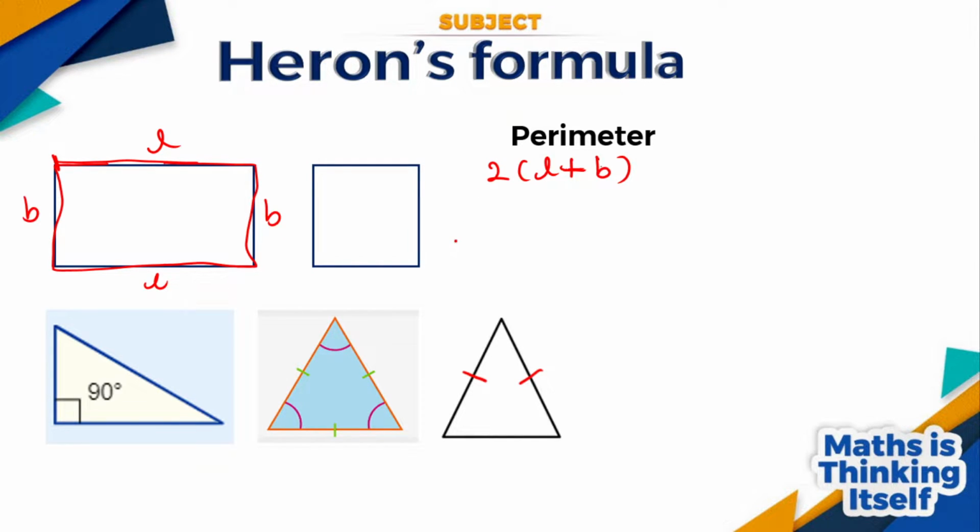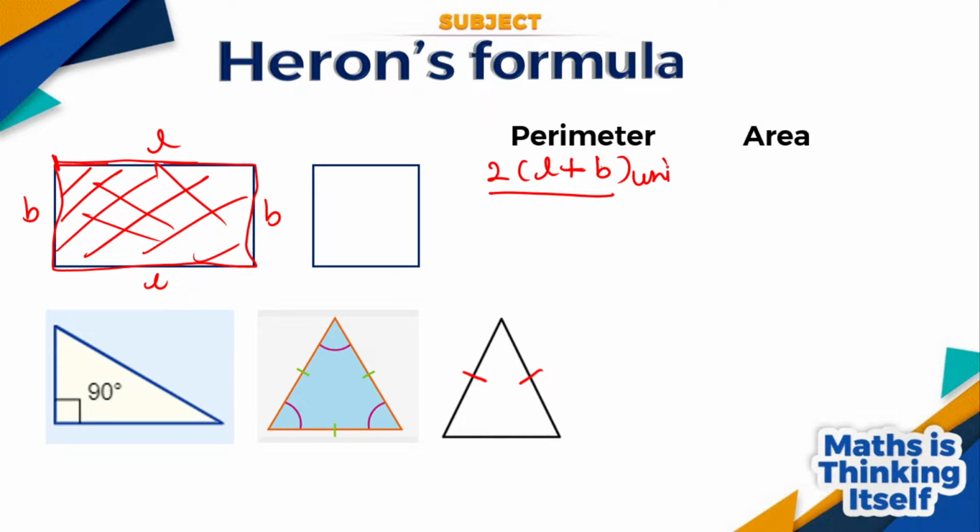And what is meant by area? The area is the space occupied within the boundary of a two-dimensional shape. So this is an area. This is the difference between them. Perimeter has a unit and area always has a square unit.